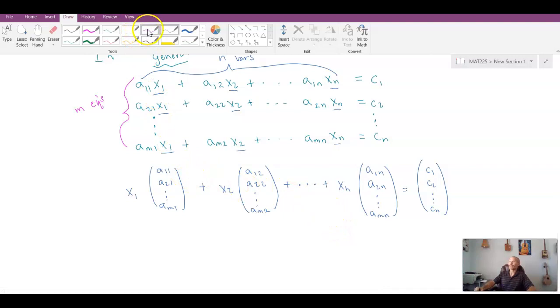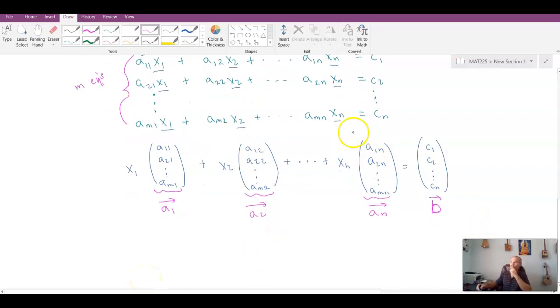Now, let's give these guys labels. This is a vector, so I'm going to call this A1. The reason I'm going to call it A1 is it's the first column, and it's a column vector. And this is going to be A2. This is going to be An. That's the nth vector. And this, I'm just going to go ahead and call this the vector of constants. You know what? We can call it C. I'm going to call it B. I know I called the components C1 through Cn, but I'm going to call it B, and that's just to be consistent with something we do later on.